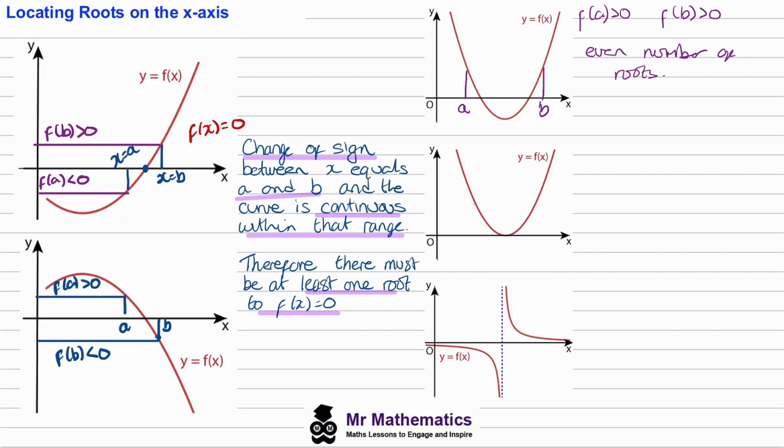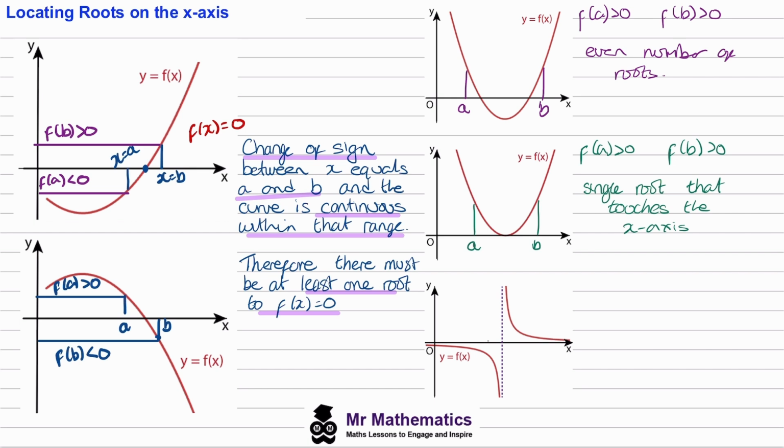There's another case, if we choose this value of a and this value of b, again, f of a is greater than 0 and f of b is greater than 0. So again, you might conclude there's no roots, but actually there is one root. It lies on the axis. So this is when we have a single root that touches the x-axis. So we need to be careful of this situation as well.